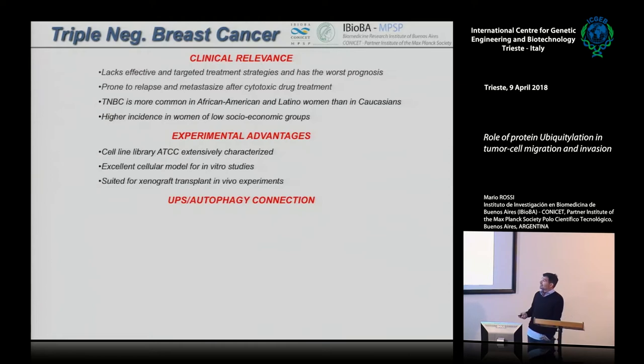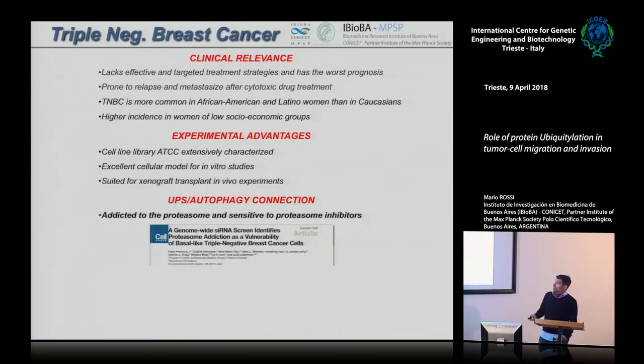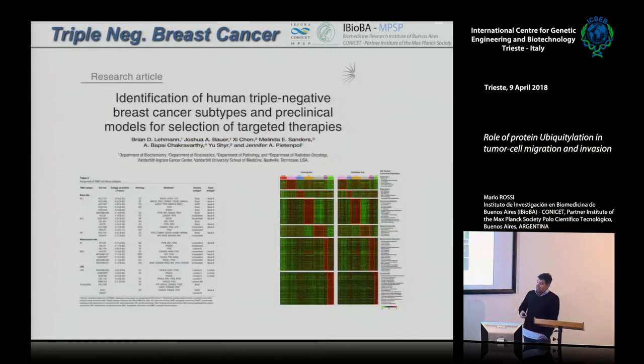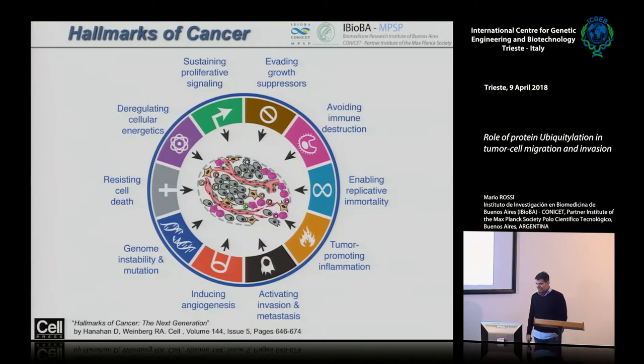And of course, there are connections where the modification of the proteasome or the autophagic pathways are important, affecting the proliferation or the survival of this type of cell lines. The other interesting thing is that this tumor type is defined by the absence of something. So it's a very heterogeneous group, where you have different subtypes of tumors inside. Finding something specific for each subclass can also be of very important clinical relevance. This is a typical old slide from the hallmarks of cancer of Bob Weinberg.